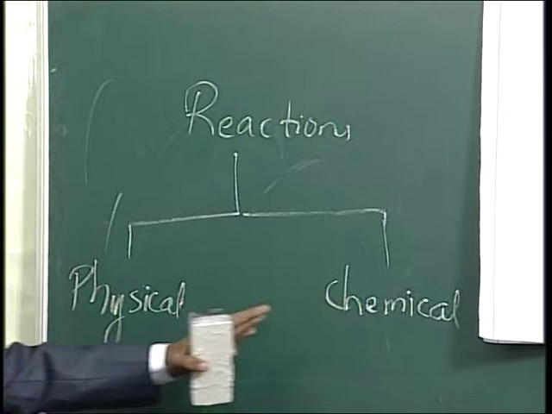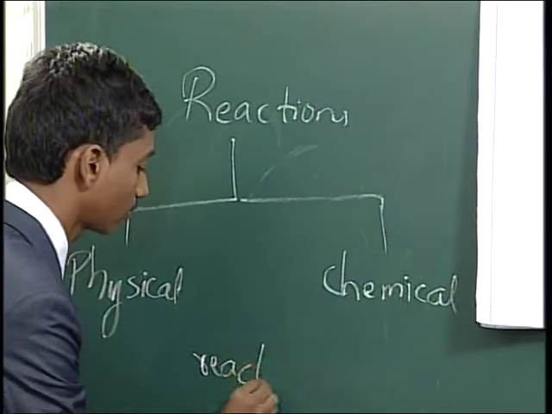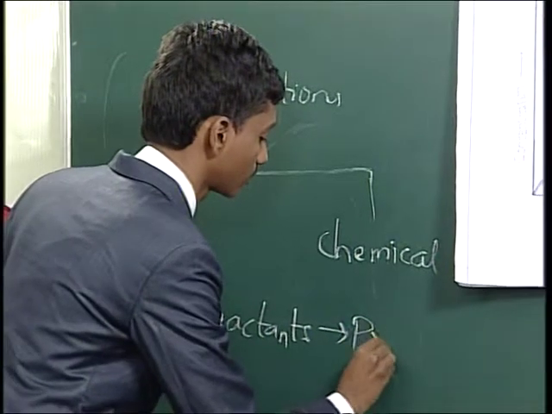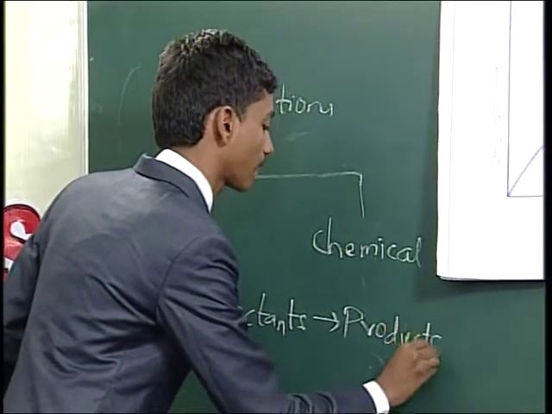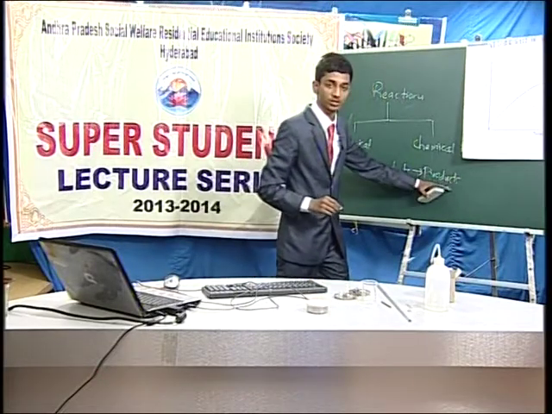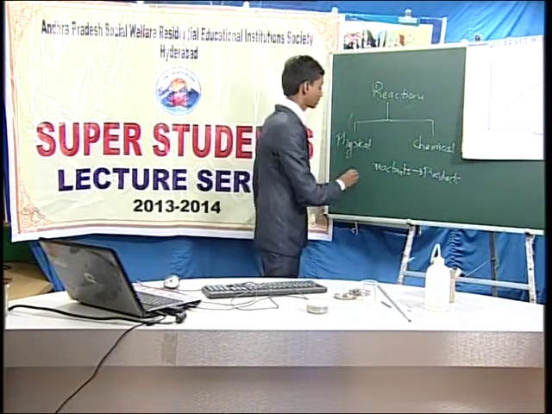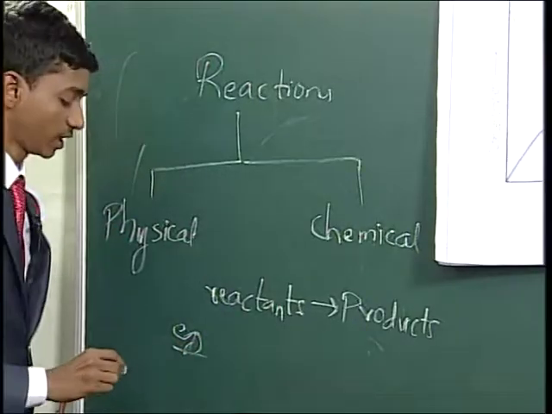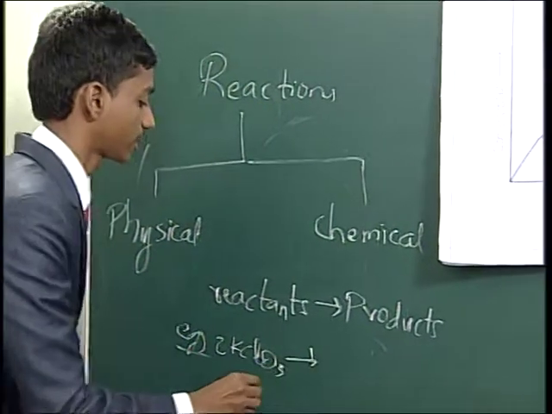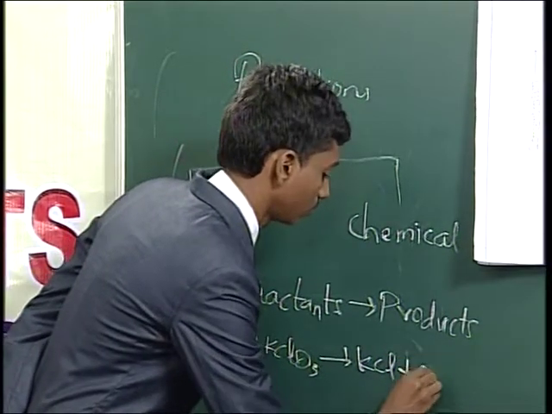And in these reactions, there are mainly reactants which give rise to products. In these reactions, the reactants are completely turned into products, and these types of reactions are known as irreversible reactions. Let us consider an example. When we heat KClO3, what do we get? KCl plus O2.